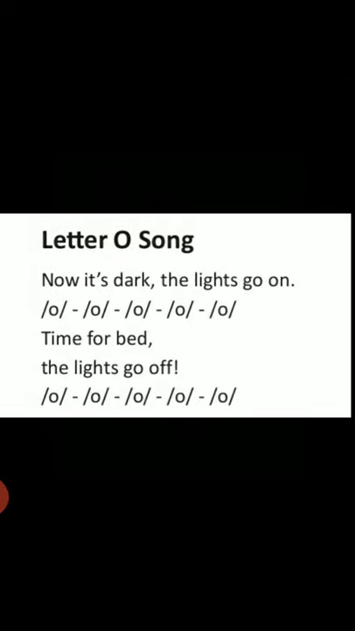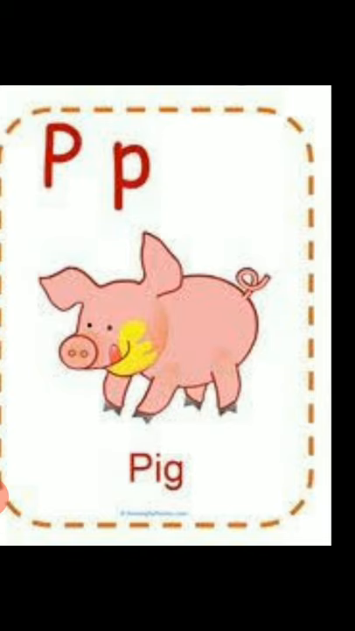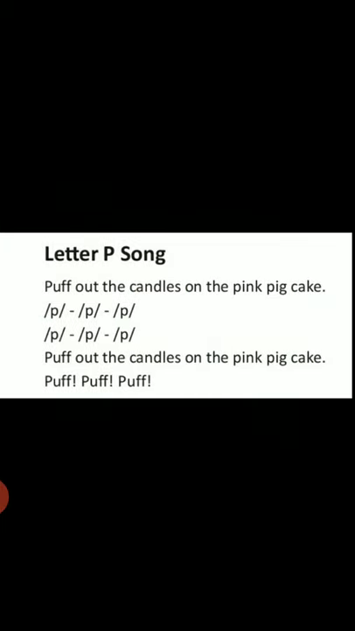O is for orange. Now it's dark. The lights go on. O, o, o, o. Time for bed. The lights go off. P, P is for pig. Puff out the candles on the pink pig cake. P, p, p, p. Puff, puff, puff.